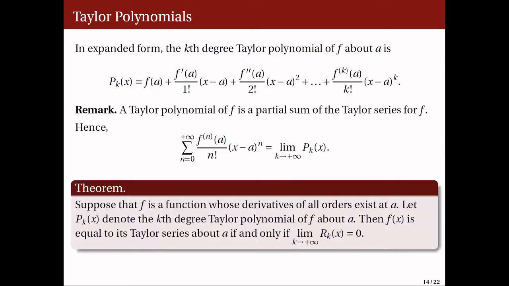Suppose that f is a function whose derivatives of all orders exist at a. And then let's denote the kth degree Taylor polynomial of f about a by p sub k of x. Then f of x is equal to its Taylor series about a if and only if the limit of the remainder r sub k is 0 as k approaches positive infinity. So this theorem answers the question, when is a function equal to the sum of its Taylor series?